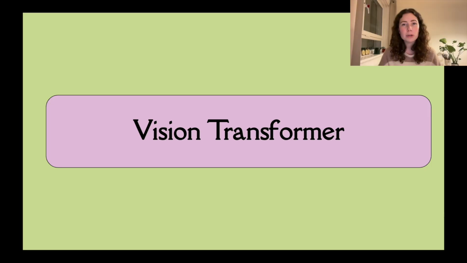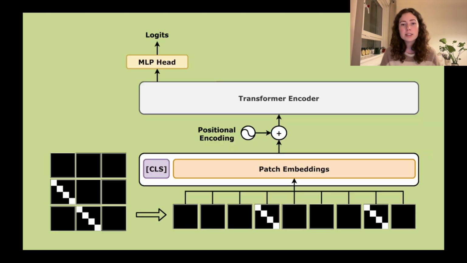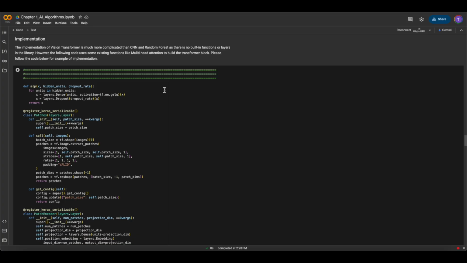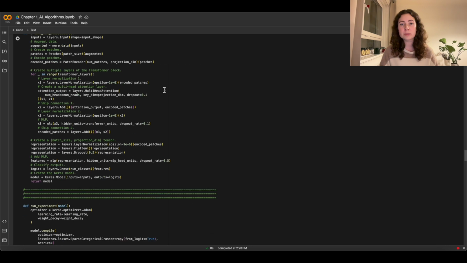The final model we are building is a vision transformer, which is a deep learning model that applies the transformer architecture to image processing. Instead of using convolutional layers like CNNs, vision transformers split an image into patches, flatten them, and then process them as a sequence of tokens. Using self-attention mechanisms, vision transformers capture long-range dependencies and relationships between different parts of an image. Here you'll find the code to create a vision transformer from scratch.